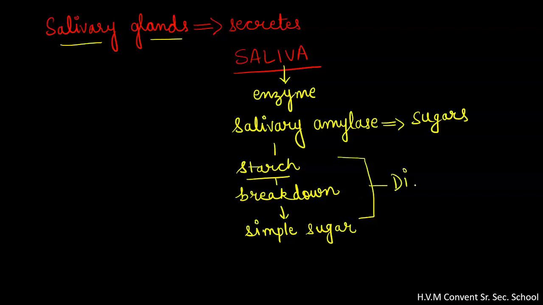So the salivary amylase helps in the digestion of what? It helps in the digestion of starch, right? So this is the function of saliva: it produces salivary amylase, which helps in the digestion of starch.